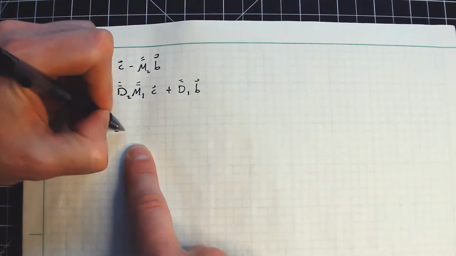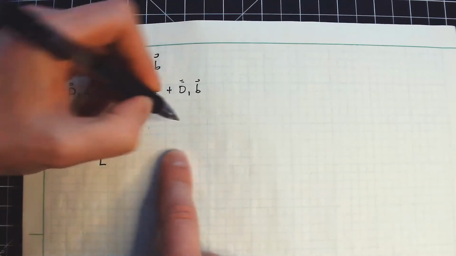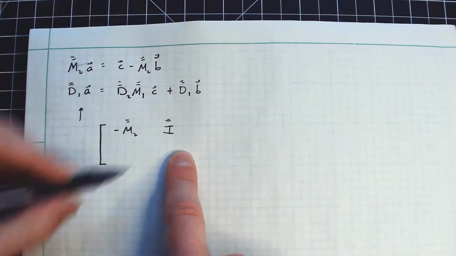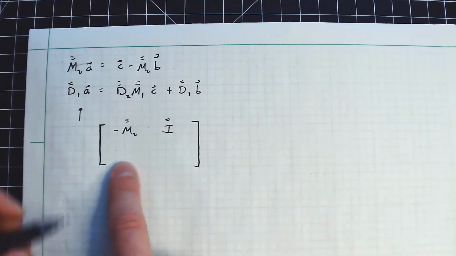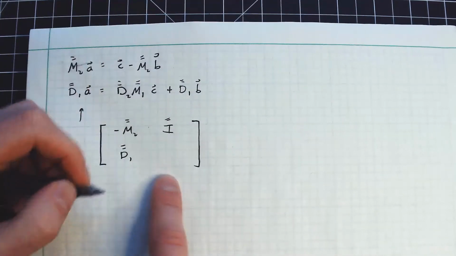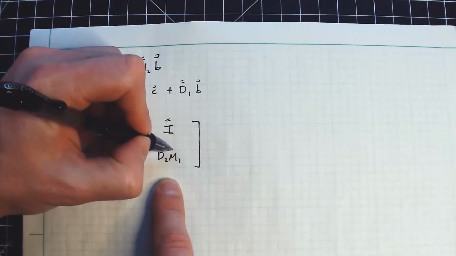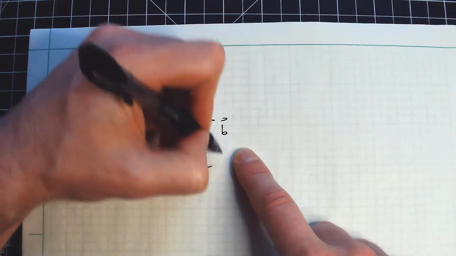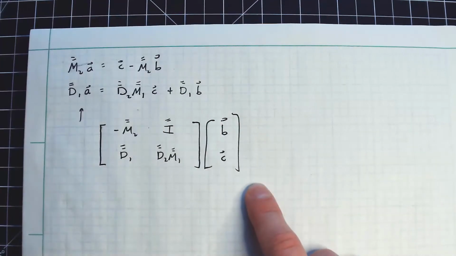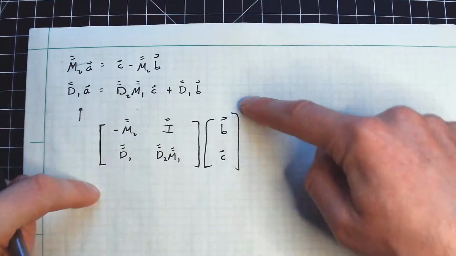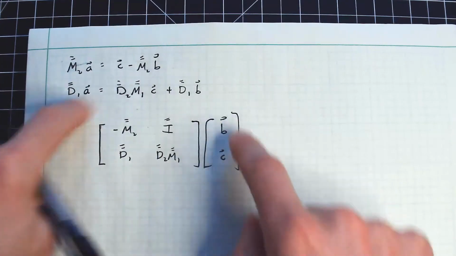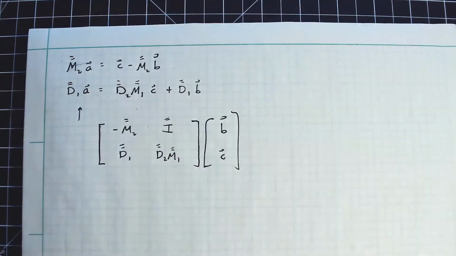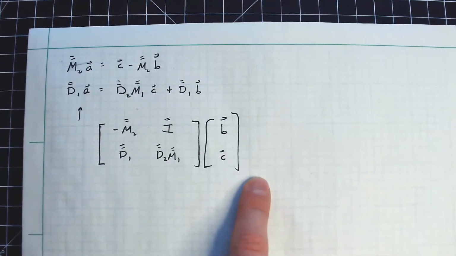But basically you have negative M2, that's a matrix. Then there's going to be an identity matrix over here. And then this guy is going to be a D1, and then I'll have a D2M1. Then this is going to be B and C, like that. So you notice it follows the same rules. Even though they're matrices and vectors, they still follow the same rules for matrix vector multiplication, right?